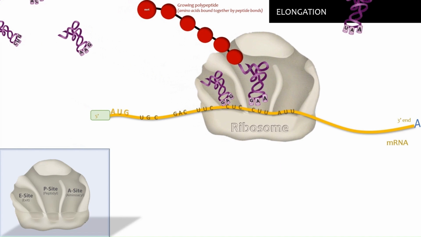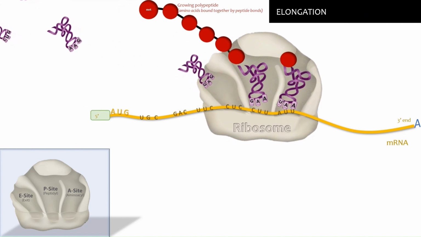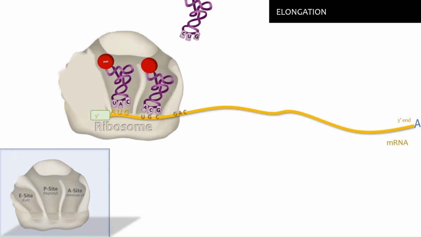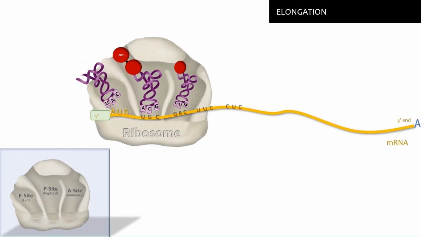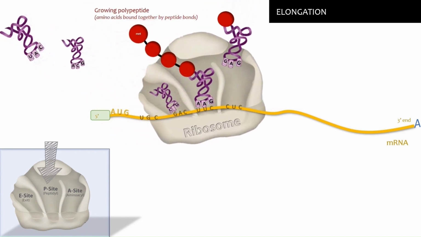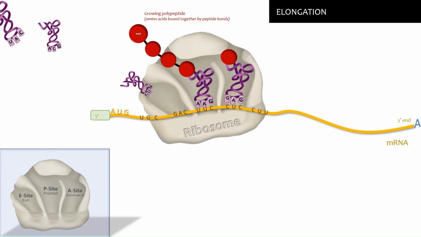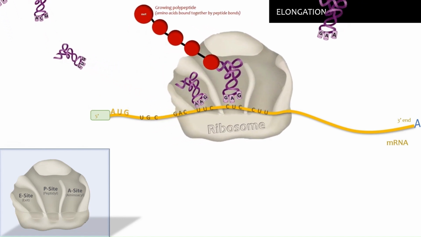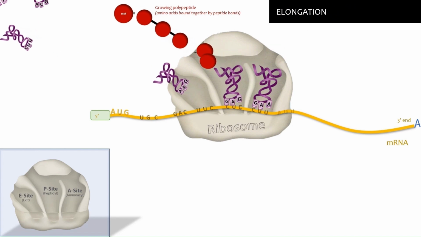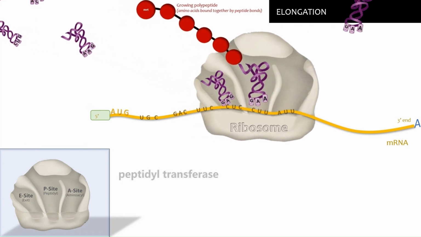The P in P site technically stands for peptidyl tRNA binding site, but I like to think of it as the peptide bond site, because this is where the tRNA goes after its amino acid forms a peptide bond with the previous amino acid. The formation of each peptide bond is catalyzed by an enzyme called peptidyl transferase.